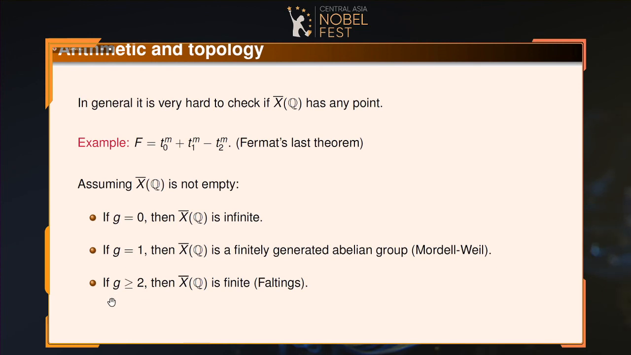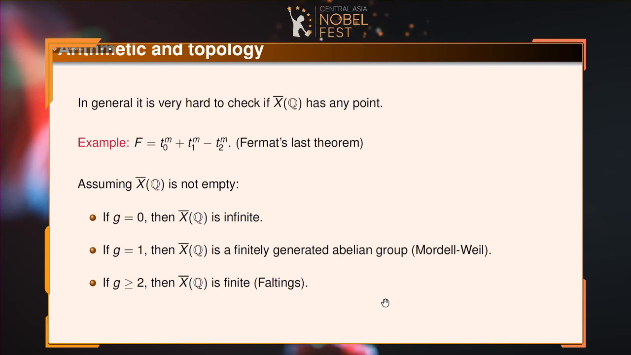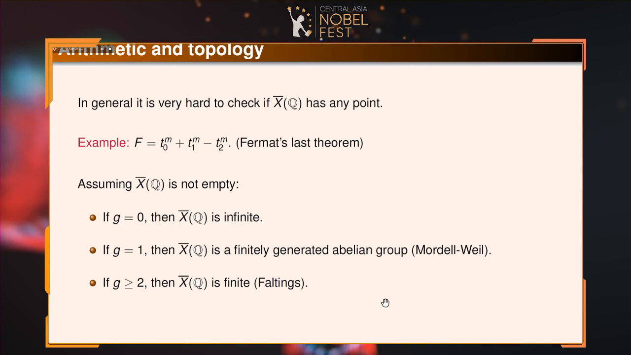Now, if the number of holes in this space is 2 or more, then there can be only finitely many points with coordinates inside the rational numbers. And this is a very complicated, very difficult theorem from a few decades ago. Now, this is just, you could say, the simplest kind of situation.